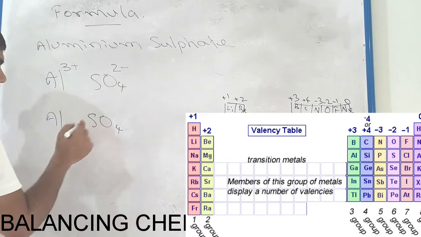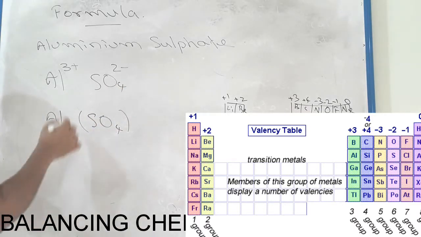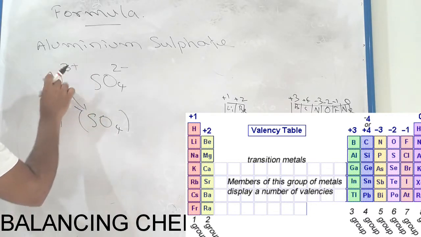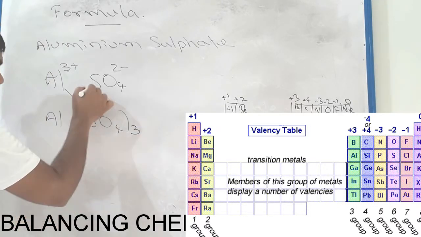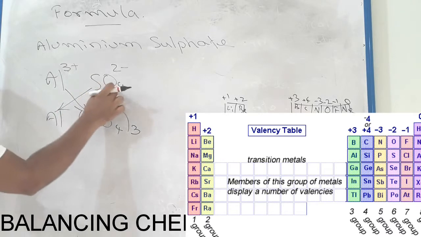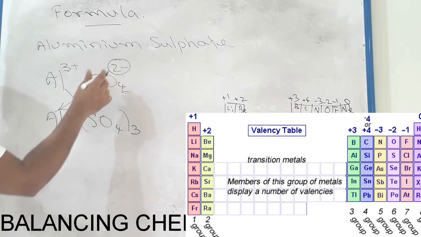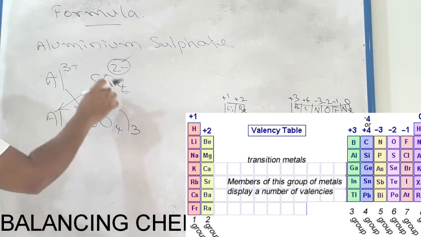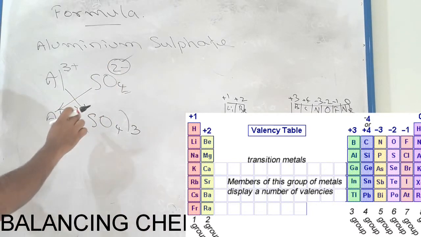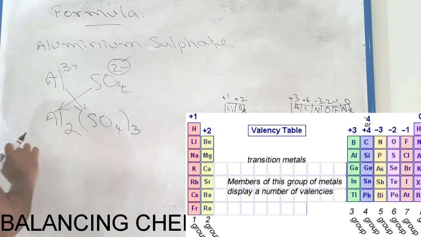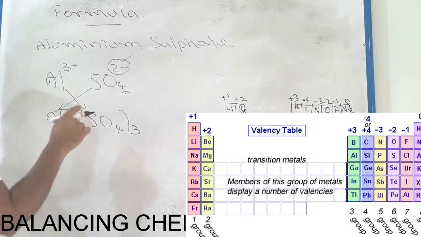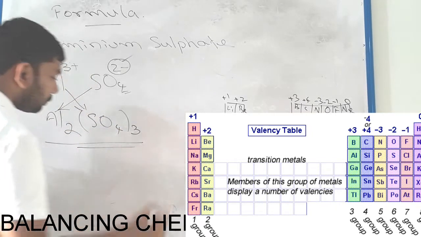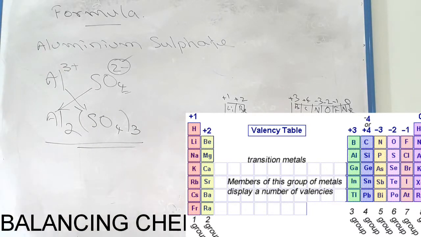Here is a group of atoms, so we will put a bracket. Now this 3 from Al3 we will write over here, and here we will not write 4. During cross multiplication, we have to use this number 2 over here. So 2 and 3 we cannot simplify with a common number. It is an odd number, it is an even number. So the formula of aluminium sulfate is Al2(SO4)3.